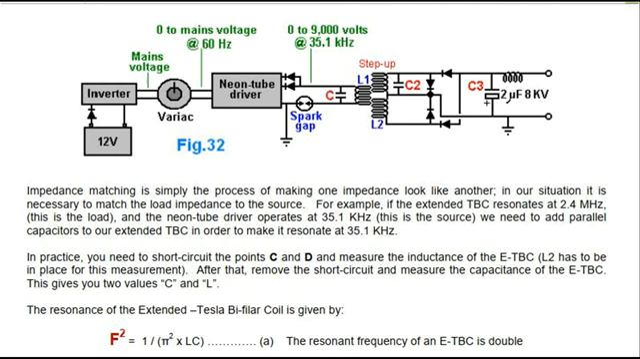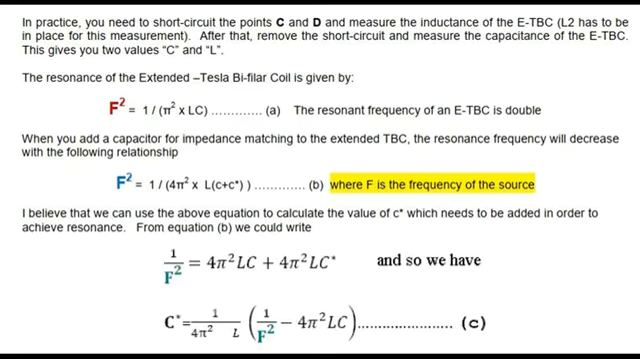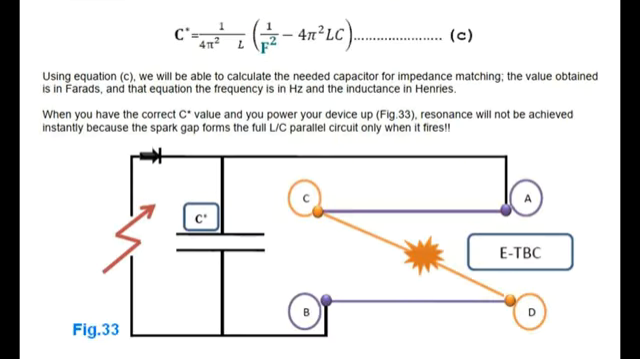The resonant frequency of an extended Tesla bifilar coil is given by equation A. When you add a capacitor for impedance matching to the extended TBC, the resonance frequency will decrease with the following relationship, equation B, where F is the frequency of the source. We can use the above equation to calculate the value of C** which needs to be added in order to achieve resonance. From equation B, we could write equation C. Using equation C, we will be able to calculate the needed capacitor for impedance matching. The value obtained is in farads, and in that equation the frequency is in hertz and the inductance in henries.